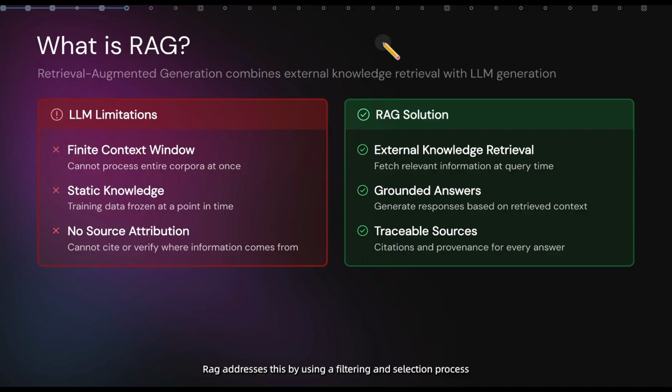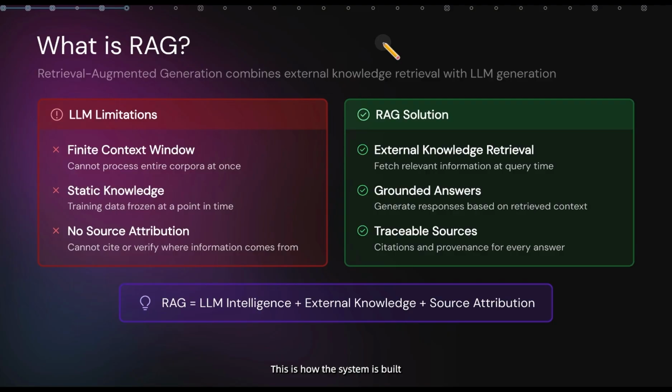RAG addresses this by using a filtering and selection process. It first retrieves information that is relatively useful, practical, and valuable, then fills the context window with this data. Moreover, this data can be tracked and has clear, citable sources. Then, by supplementing the context window with effective information in this way, it ultimately improves the accuracy and effectiveness of the final response. This is how the system is built.